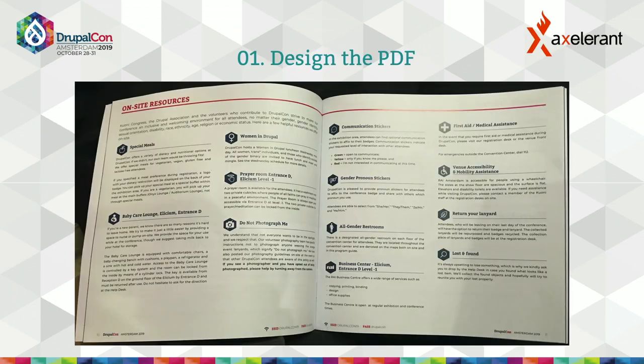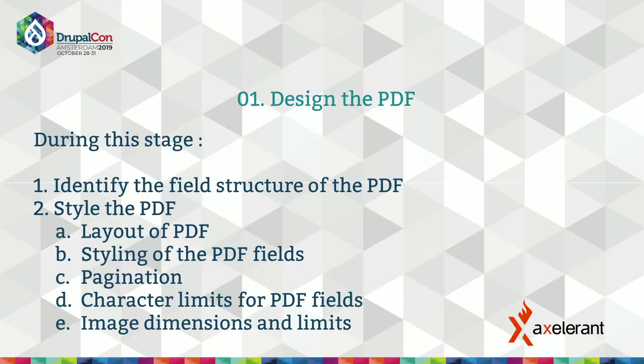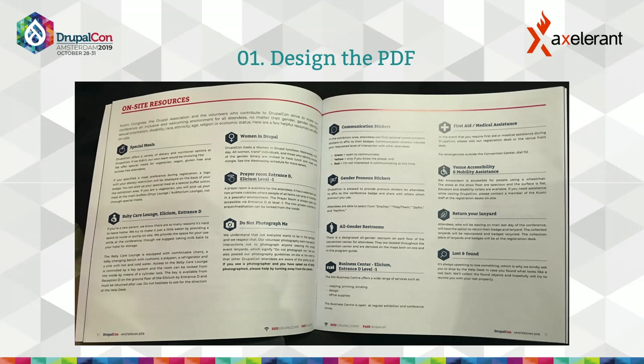Character limits for PDF fields. For example, on the header, we have a big font. So while designing, the designer should take care of the character limits of each and every field. For example, for the title and the description, we can limit it to around 500 words or something like that. Then the image dimensions, right? Here is just a 50 by 50 or 100 by 100 image. So you need to specify what kind of images will be accepted while entering the content.